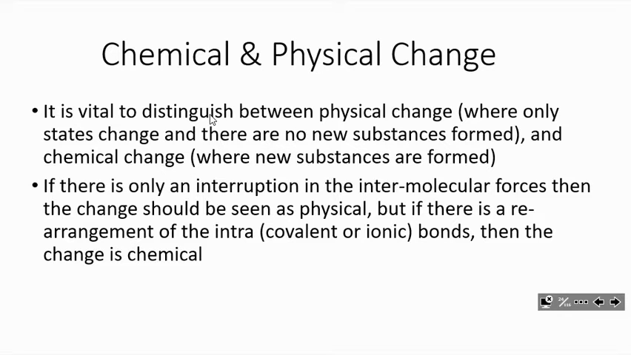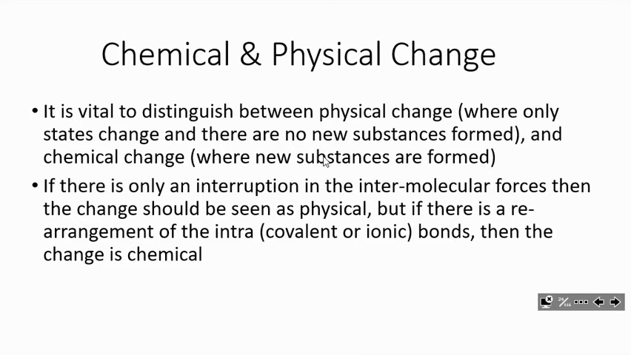distinguish between a physical change, where only the states change and there are no new substances formed, and a chemical change. Now, in a chemical change, there can be state changes. We can create new states of matter, but we're doing that by creating something new. Like when you change oxygen and hydrogen into water or back into the gases. There is a state change there, but we're forming new things.